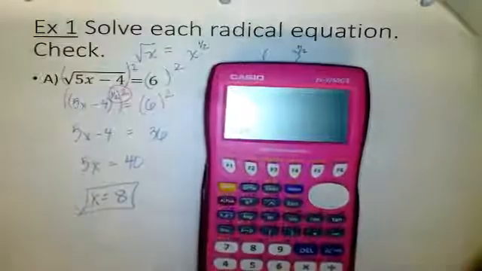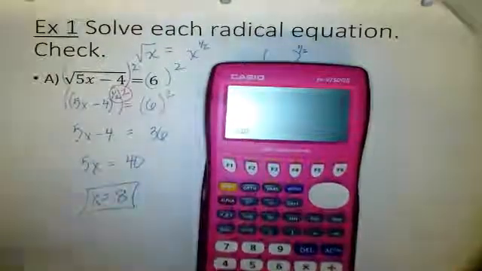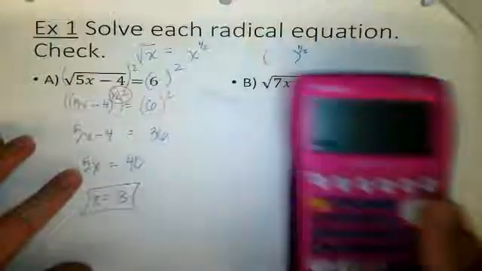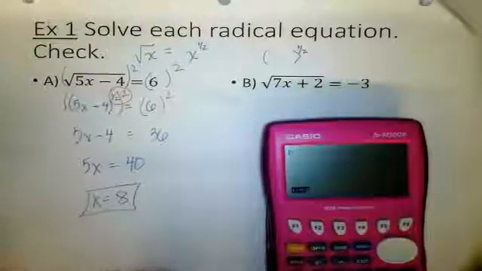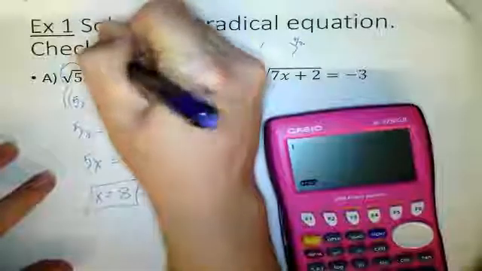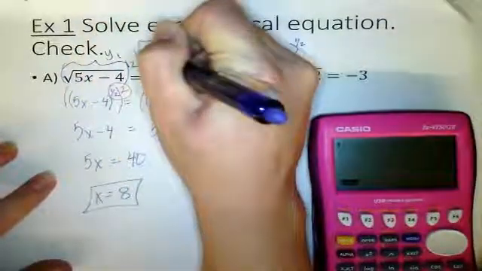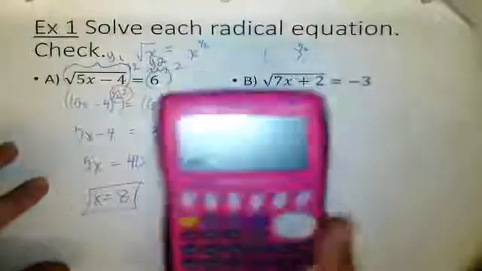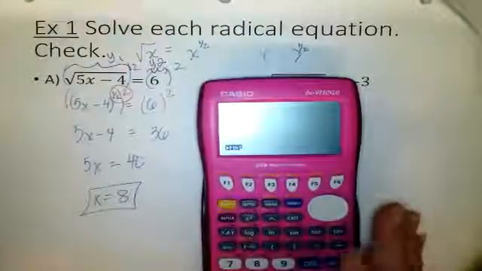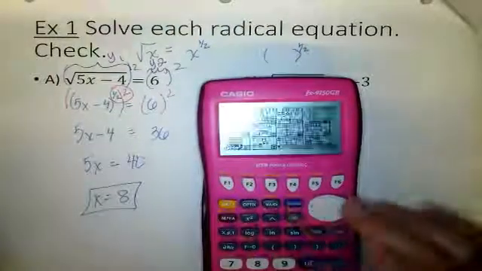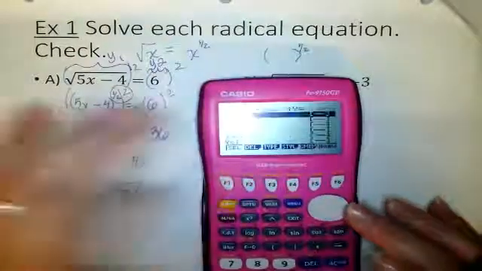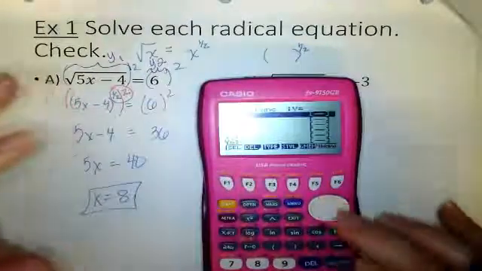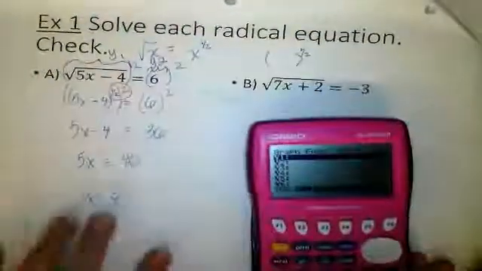Alright, if you have a graphing calculator, you can check and solve every equation using your graphing calculator, always, by putting the left-hand side in y1 and the right-hand side in y2. So if you have your graphing calculator, you're going to go to y equals. If you have a Casio, you're going to go to the graphing menu. Okay, so you're in the y equals menu.